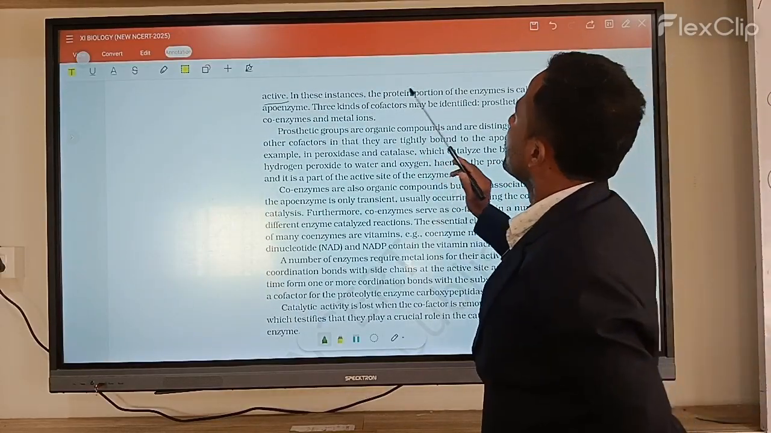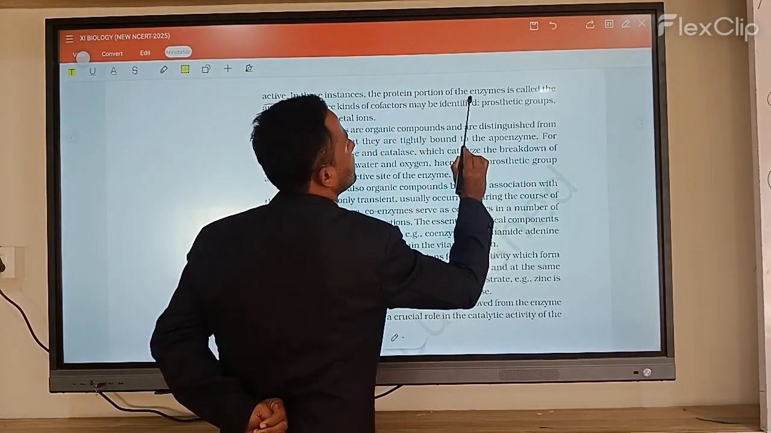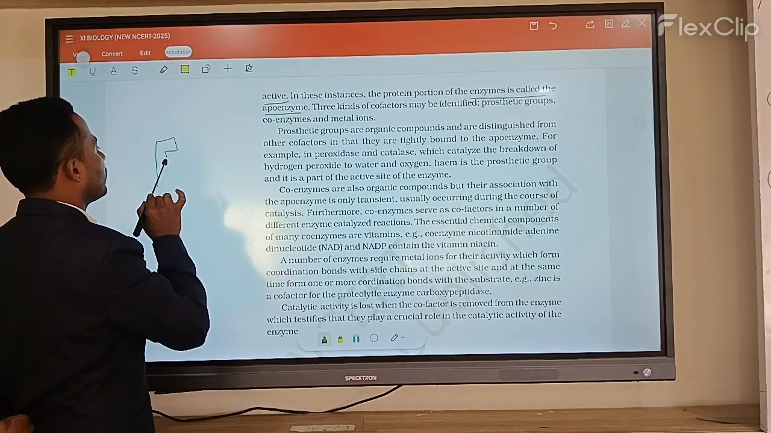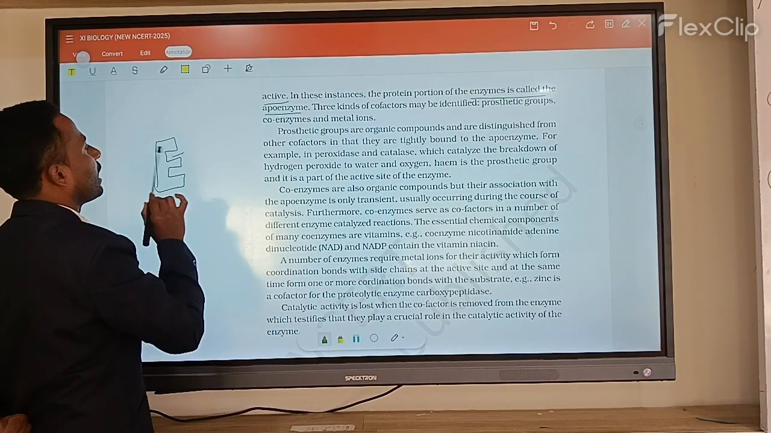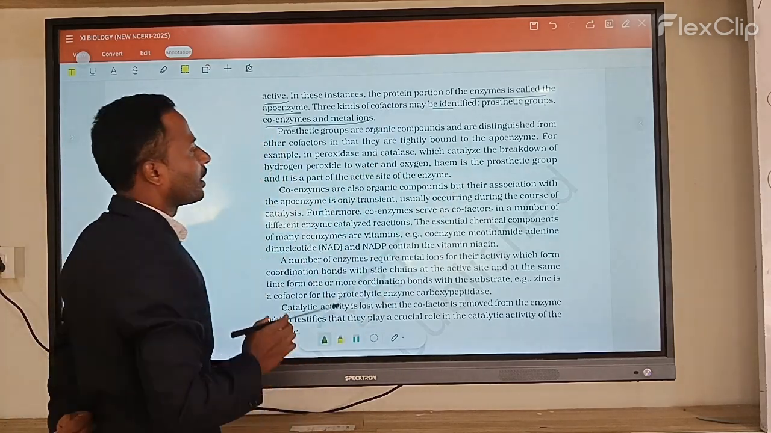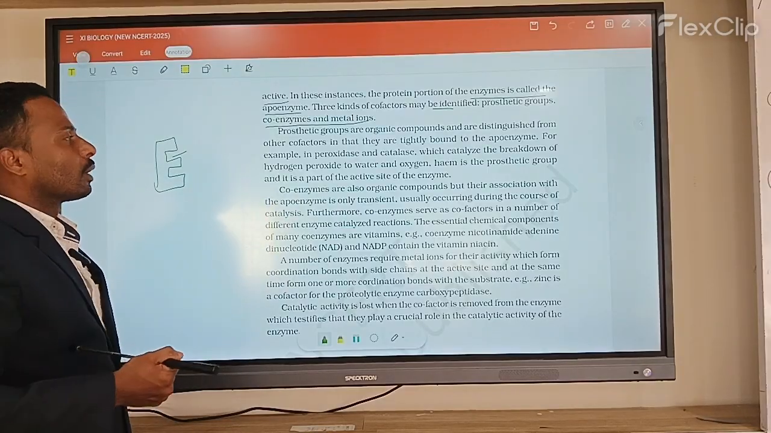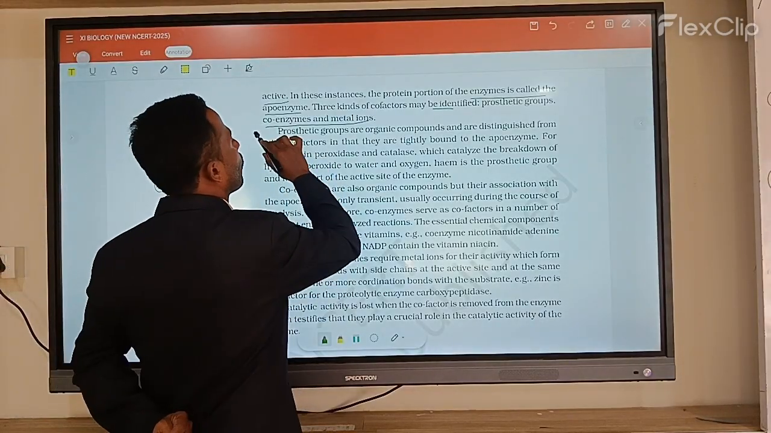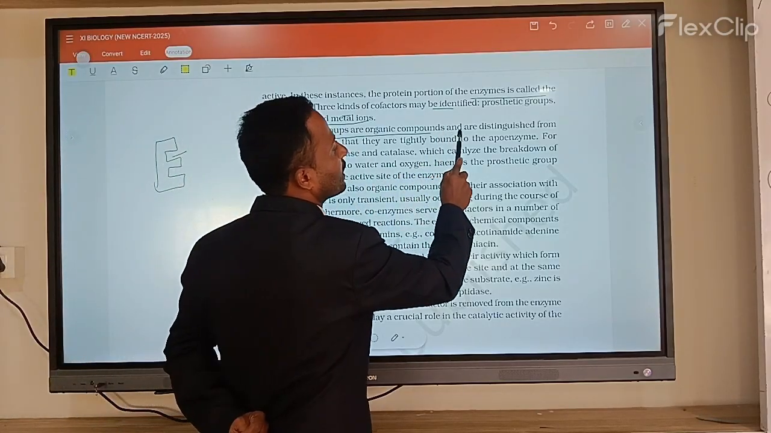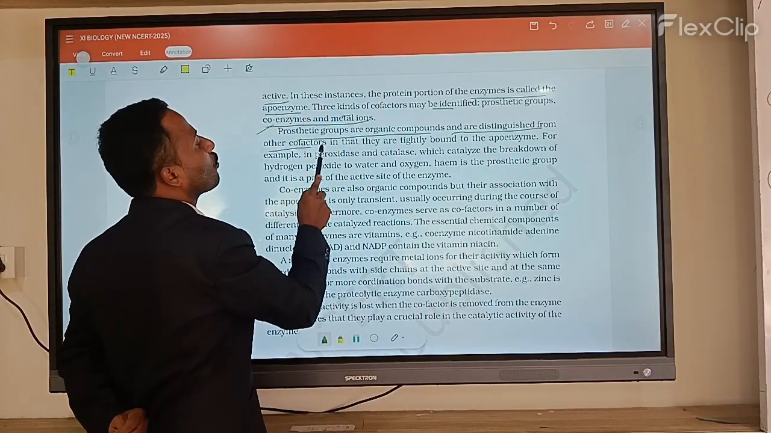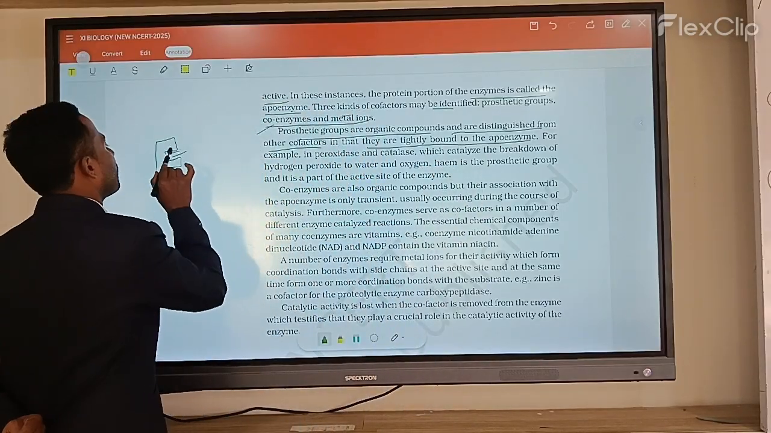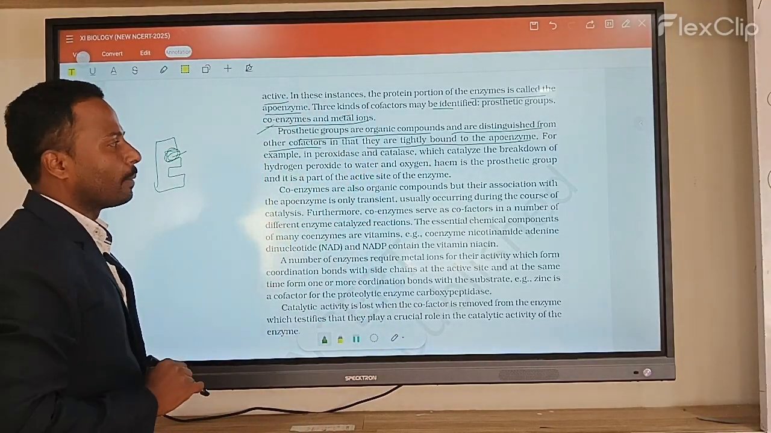The protein portion of any enzyme is called the apoenzyme. It means only the protein part within the enzyme is the apoenzyme. The cofactor is identified as a prosthetic group, coenzyme or metal ion. So the cofactors are divided into prosthetic groups, coenzymes and metal ions. Now we see the prosthetic group. Prosthetic groups are organic compounds, a type of cofactor, that are tightly bound to the apoenzyme.